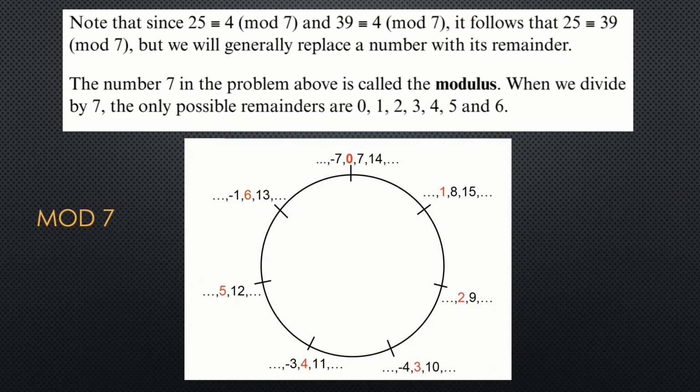Note that since 25 is congruent to 4 mod 7 and 39 is also congruent to 4 mod 7, then it must be true that 25 is congruent to 39 mod 7 as well. But we tend to replace a number with its remainder. The number 7 in the problem above is called the modulus. When we divide by 7, the only possible remainders are 0, 1, 2, 3, 4, 5, and 6.